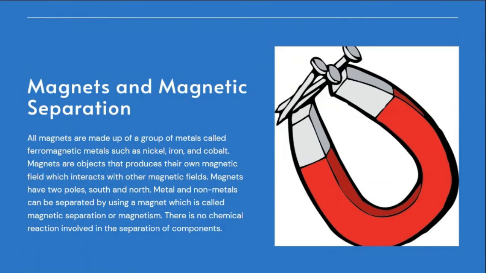Metals and nonmetals can be separated by using a magnet, which is called magnetic separation or magnetism. Sa magnetic separation or magnetism, walang chemical reaction na nai-involve para ma-separate yung components. Like physical lang. No chemical.